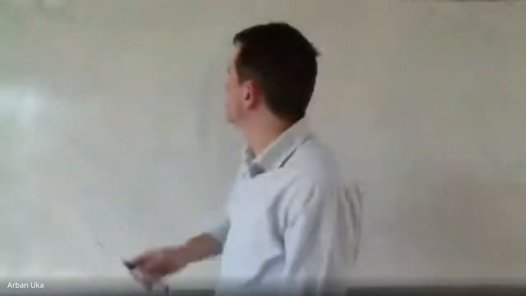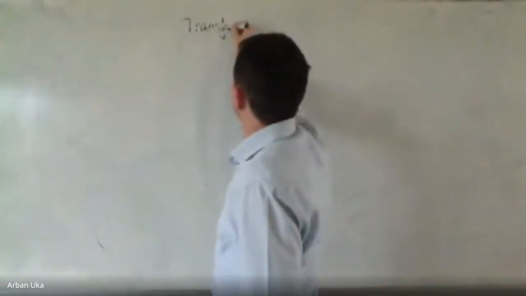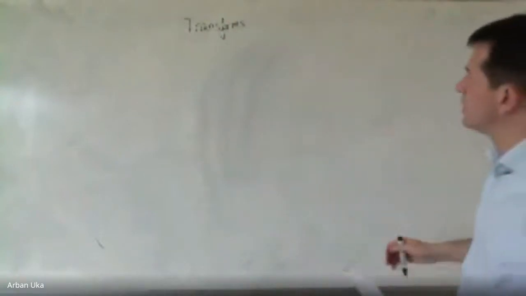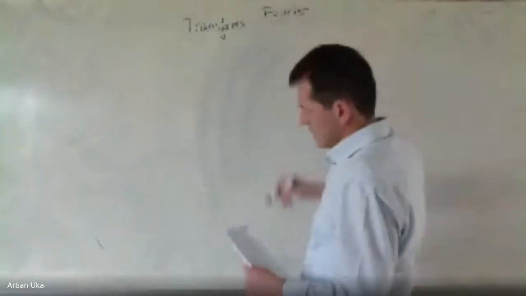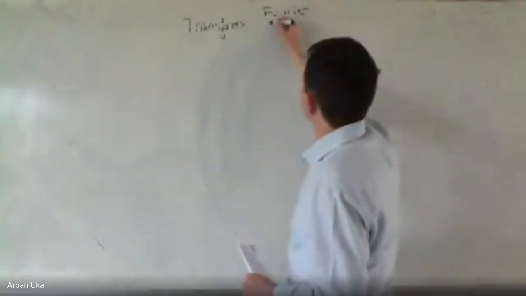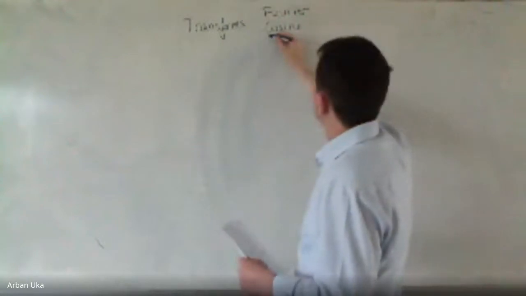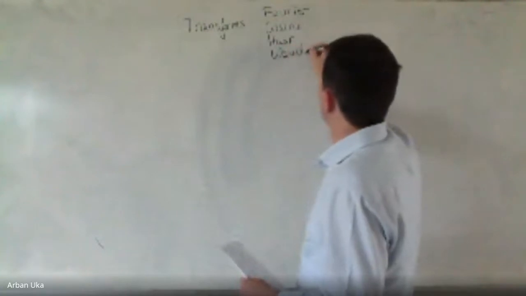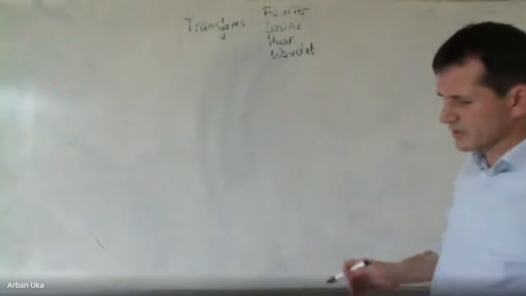Okay, so for today we are just going to talk about some transforms, and these transforms that we are used to so far: the Fourier transform, then the discrete cosine transform, and also the Haar transform and the wavelet transform. So these are all different types of transforms.